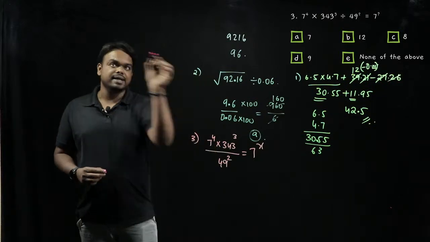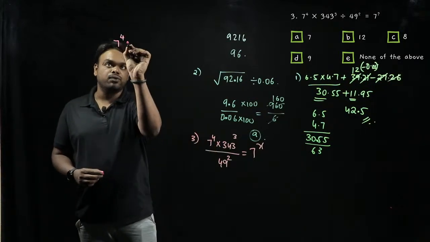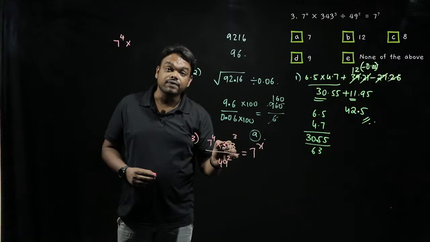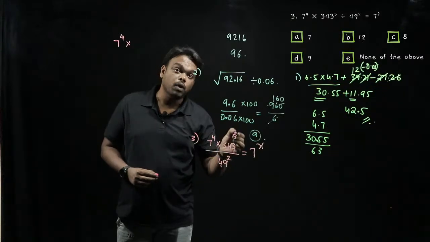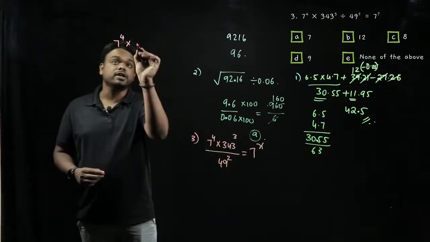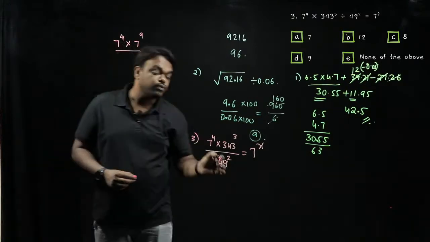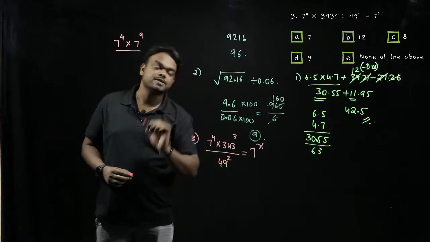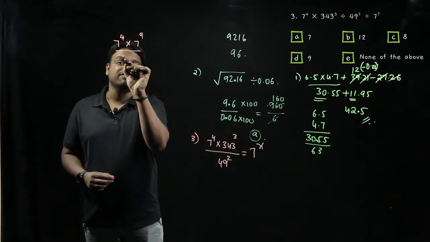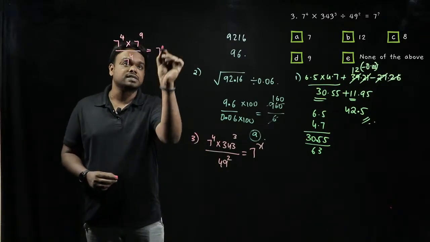चलो let us rewrite it again. 7 power 4 into 343, which is 7 cube, 7 cube whole cube. That becomes 7 power 9, divided by 49, which is nothing but 7 square. 7 square whole square will be 7 power 4. That is equals to 7 power x.